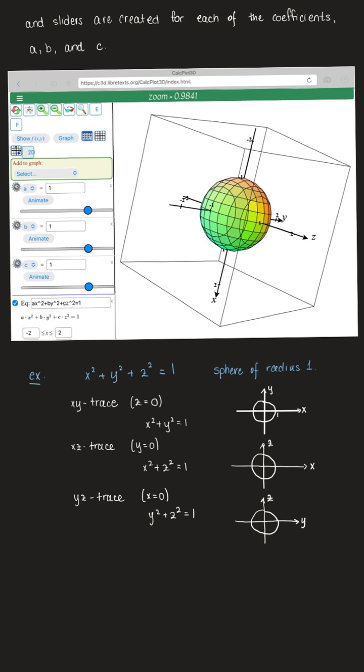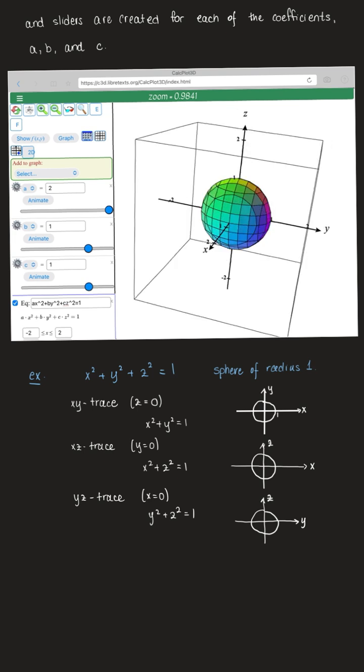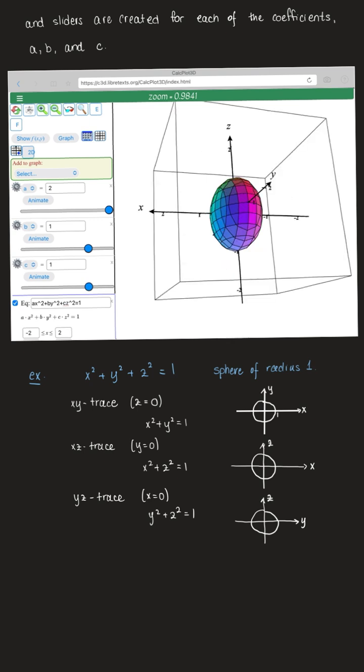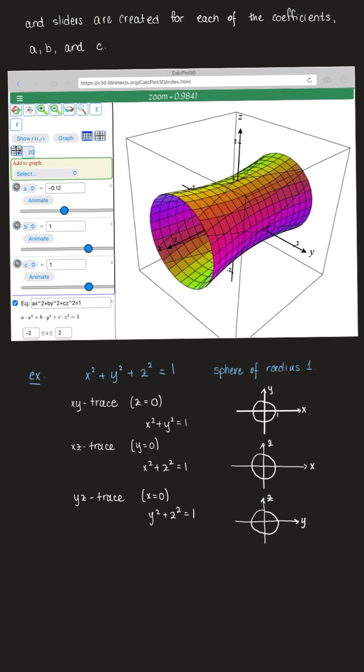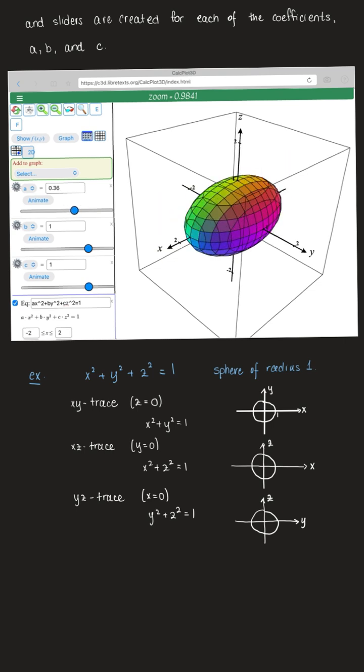I'm going to leave them at 1, and I'm going to change the value of A. So if I increase it a little bit, notice what happens. If we increase the value of A to 2, we have flattened this sphere along X. It gets thinner. And if we make the value of A become smaller, but still positive, we get an ellipsoid where along the x-axis we have elongated.